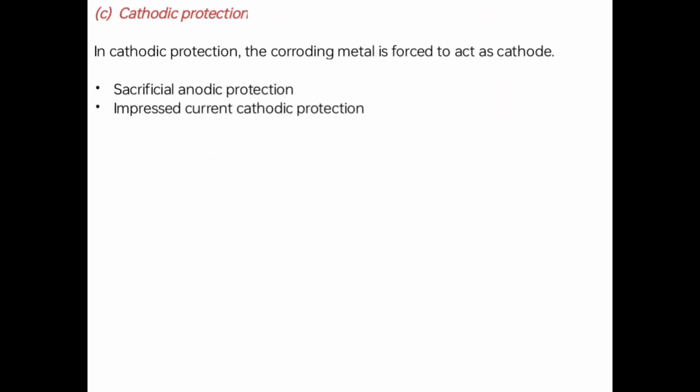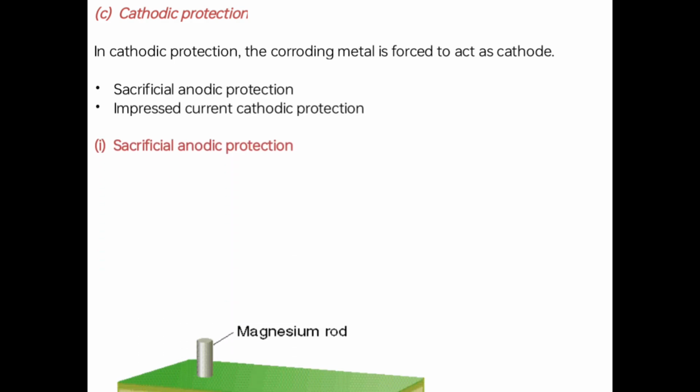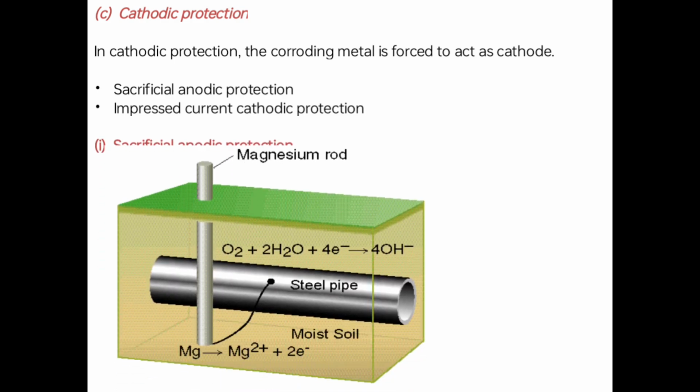Cathodic protection: in cathodic protection, the corroding metal is forced to act as a cathode. First, sacrificial anodic protection. Second, impressed current cathodic protection. Sacrificial anodic protection: this is a diagram with a magnesium rod. Mg gives Mg2+ plus 2e-.